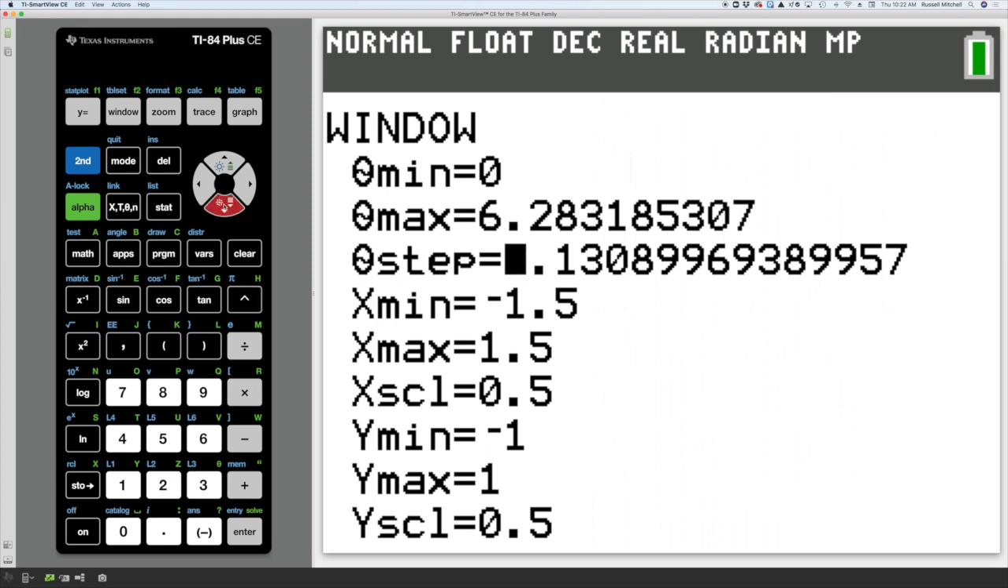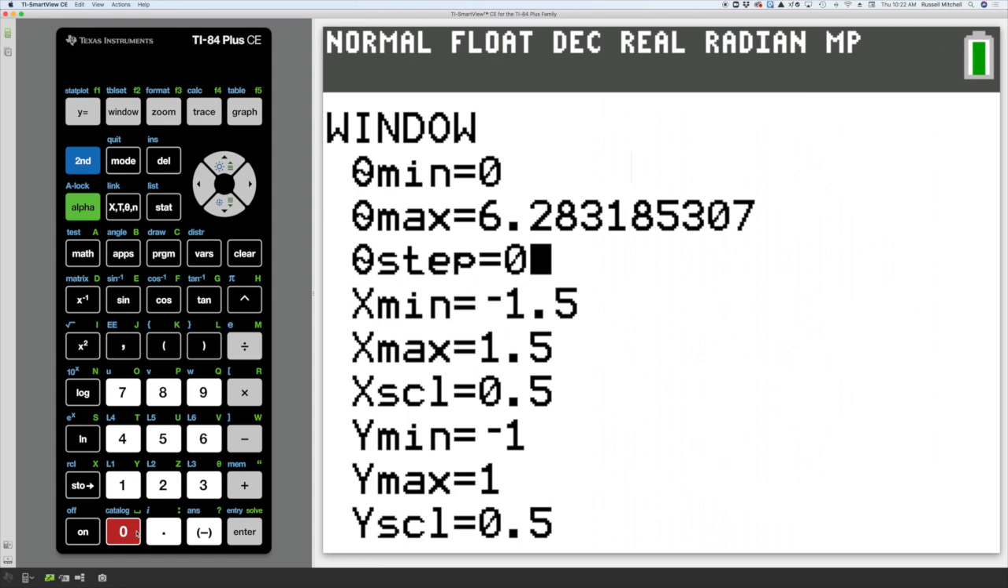Okay, and then I'm gonna go down. So 6.28, right? That's 2 pi. And for theta step, we're gonna start at 0. And what are the steps that we're gonna go into? What theta values are gonna put in? This tells you what you're gonna go up by each time. So let's put in 0.01. I think that's the best.